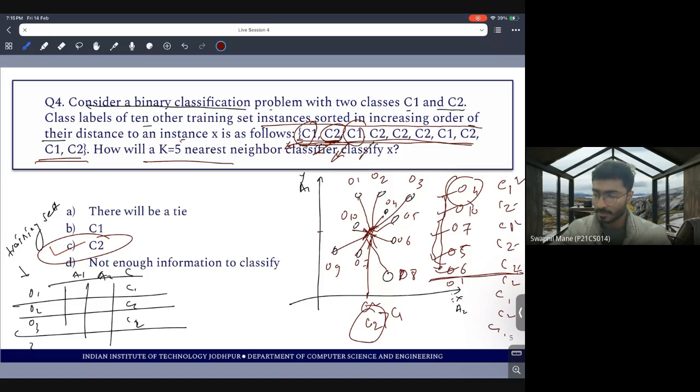Likewise, because you can see the instances sorted in increasing order of their distance to an instance X as follows. So this is a sorted increasing order list that has been given, right? So based on this, we have considered only the five nearest neighbors, right? And among these five, which one has the higher occurrence, based on that, we have given the label. Understood? Okay, is there any other doubt or question? Okay, let's move to the next question.